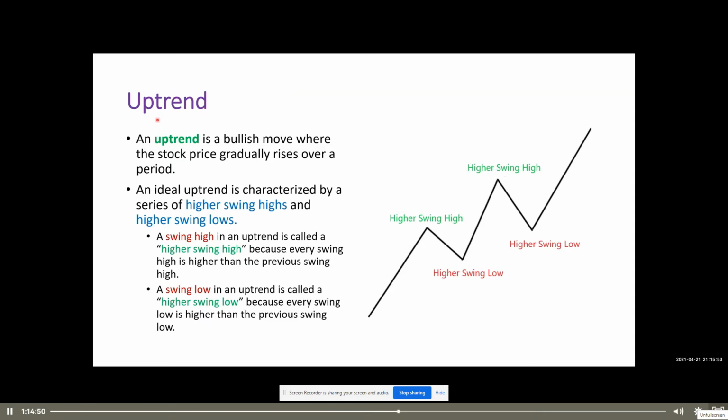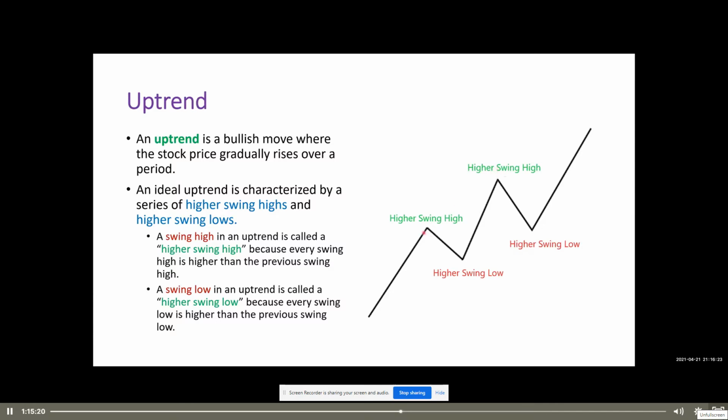All right. So what is an uptrend? An uptrend is a bullish move where the stock price gradually rises over a period. An ideal uptrend is characterized by a series of higher swing highs and higher swing lows. So you guys can see that uptrend. It's as the name implies. It just means that the stock price is going up over a period of time, right? It is called an uptrend because every swing high that is formed is higher than the previous swing high.